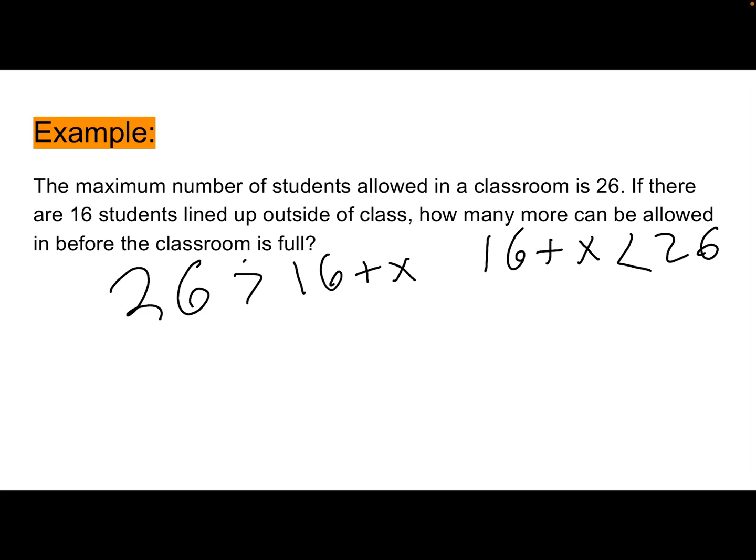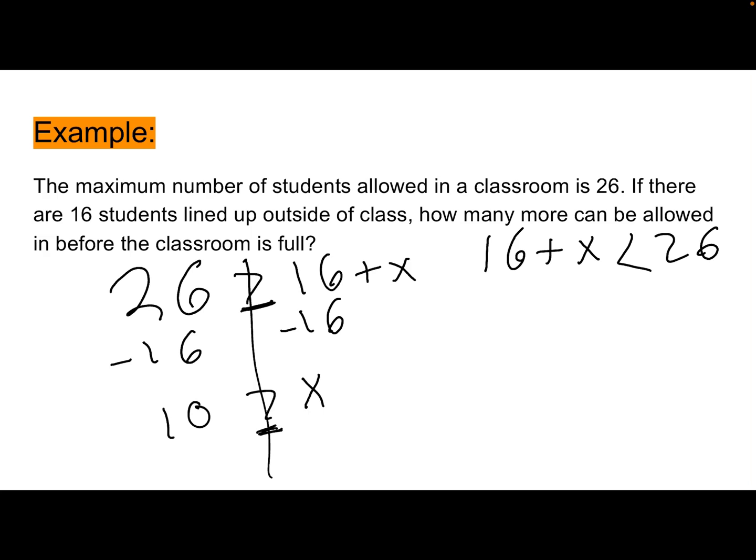All right, so let's solve through here. I'll solve through the one here on the left. Again, we need to isolate our variable by subtracting a 16 from both sides. And we get 26 minus 16 will give us 10. So we've got x is greater than, or sorry, x is less than 10. But let's think about this. Does x simply have to be less than 10, or can x be equal to 10? Well, since 26 students are allowed in the classroom, this should be a less than or equal to sign. So x will be less than or equal to 10.